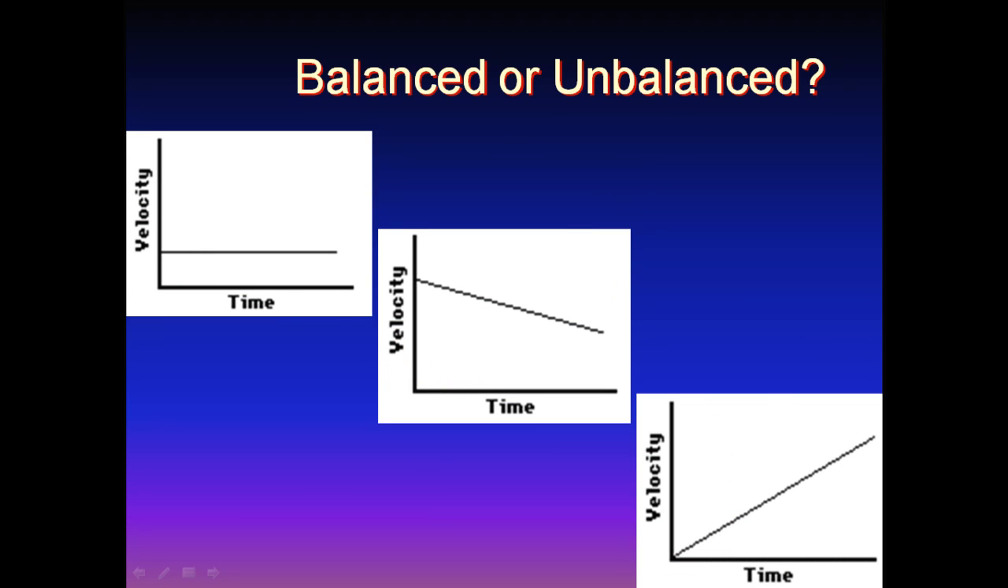Balanced or unbalanced? Velocity versus time graphs. The velocity of this guy is constant, straight, doesn't change. That means a equals 0, which means net force equals 0. Balanced. Velocity is decreasing here. That means acceleration is negative, which is not 0. Therefore, the net force isn't 0. Unbalanced.